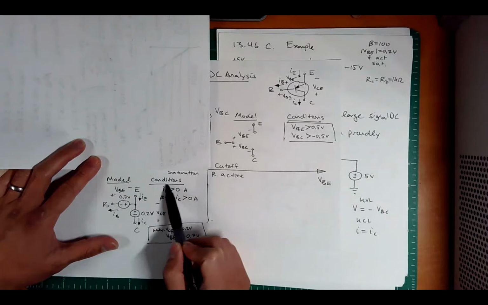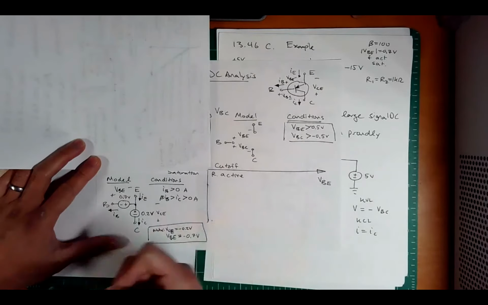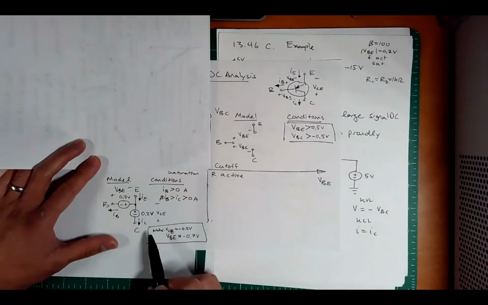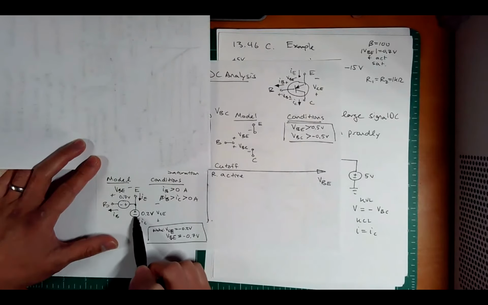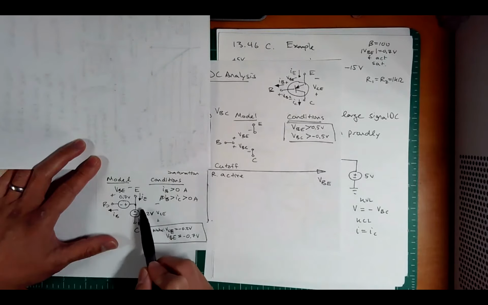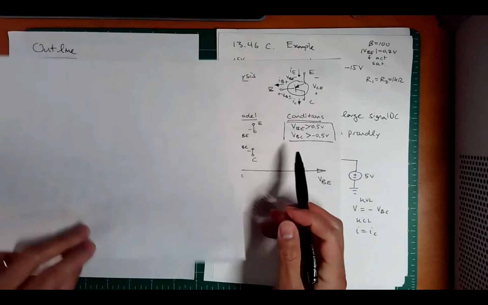Now notice these conditions are exactly the same as the ones before. However, very important thing, very subtle, but notice VCE is actually negative 0.2 volts in this case. And VB is actually negative 0.7 volts in this case by KVL. Okay, so don't get that twisted, all right? All right, so then let's look at the forward active one.